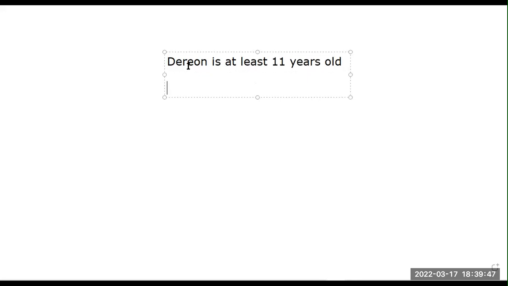So how would we write this as an inequality? Darian is at least 11 years old. So you could use D for Darian. It will be D.